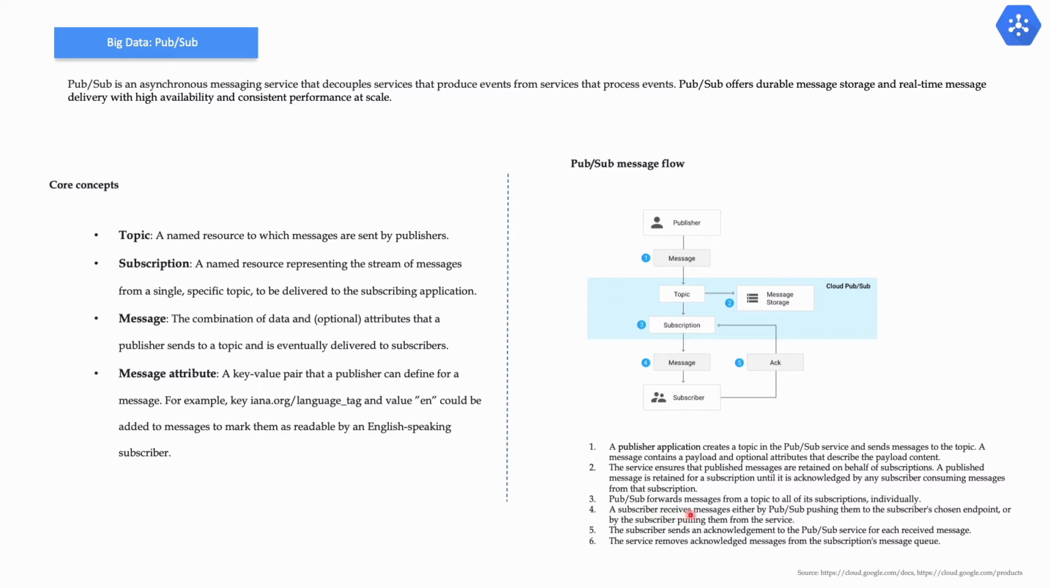Then a subscriber receives the message either by PubSub pushing it to the subscriber's chosen endpoint or by the subscriber pulling it from the service. The subscriber sends an acknowledgement to the PubSub service for each received message, saying that I have received the message and it can be deleted. Then the service removes acknowledged messages from the subscription message queue.